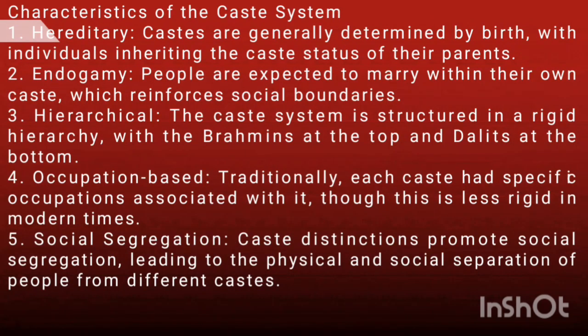Characteristics of the caste system: it's hereditary, caste is determined by birth, not choice. Next one, endogamy. Marrying within one's caste is expected. Hierarchical: the system is structured with the Brahmins at the top and Dalits at the bottom. Then occupation based: caste is traditionally linked to specific jobs. Next one, social segregation. Castes are physically and socially separated.